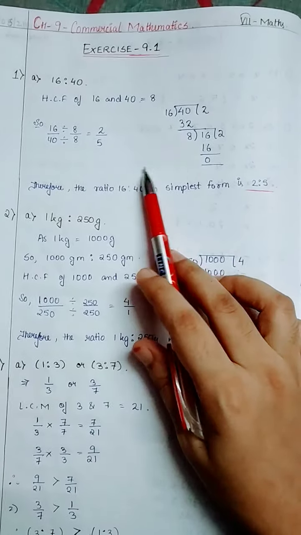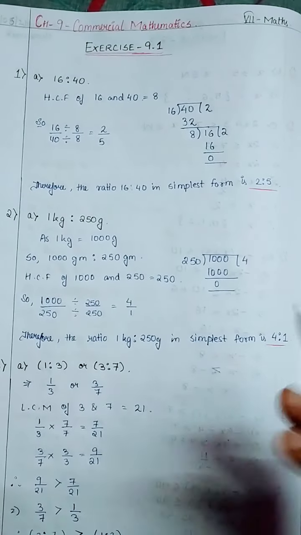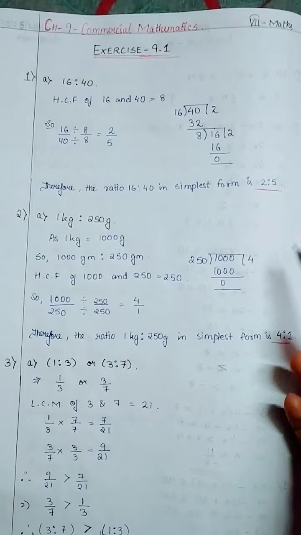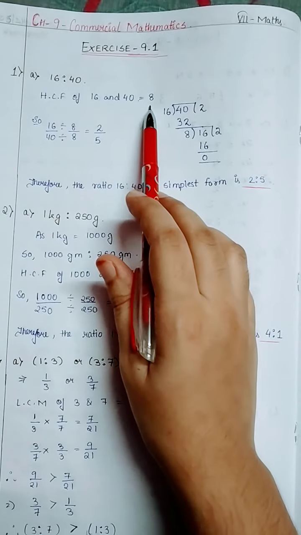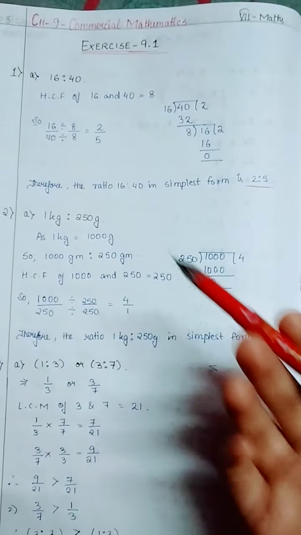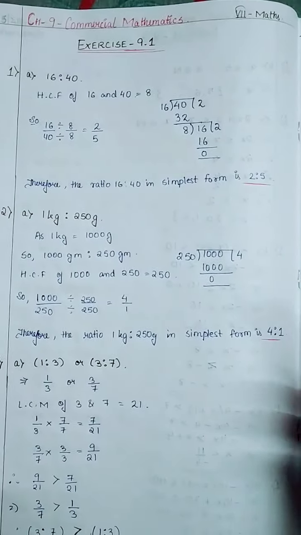So, first question is 16:40. We have to convert it into the simplest form. Okay, in the earlier chapter, we have done HCF. How to do HCF you have learnt. So that only you have to apply in converting this 16:40 into simplest form.